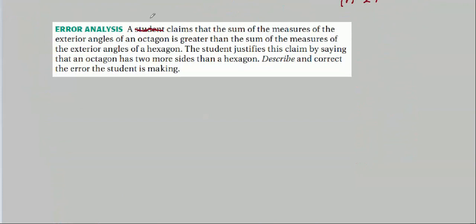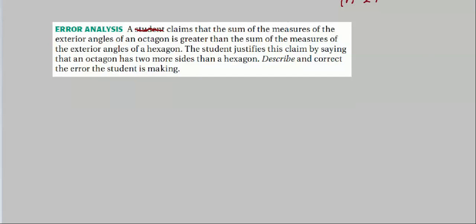Let's say that Inseam and Fleabite decided to study geometry, and they think that the sum of the measures of the exterior angles of an octagon is greater than the sum of the measures of the exterior angles of a hexagon. And the reason, of course, is obvious. The octagon has more sides than the hexagon. What's wrong with what he's thinking?